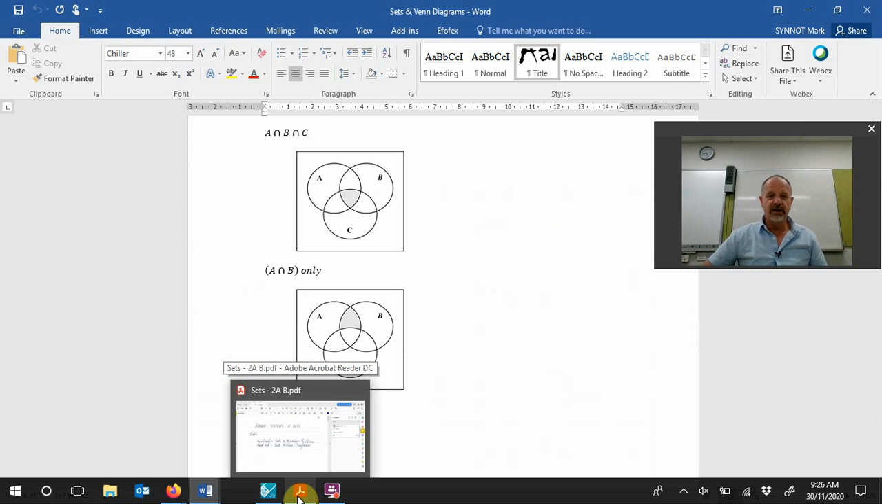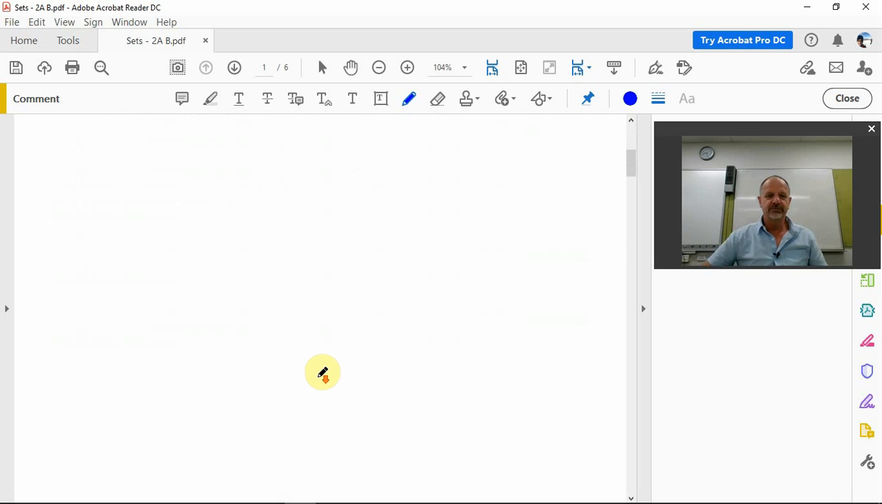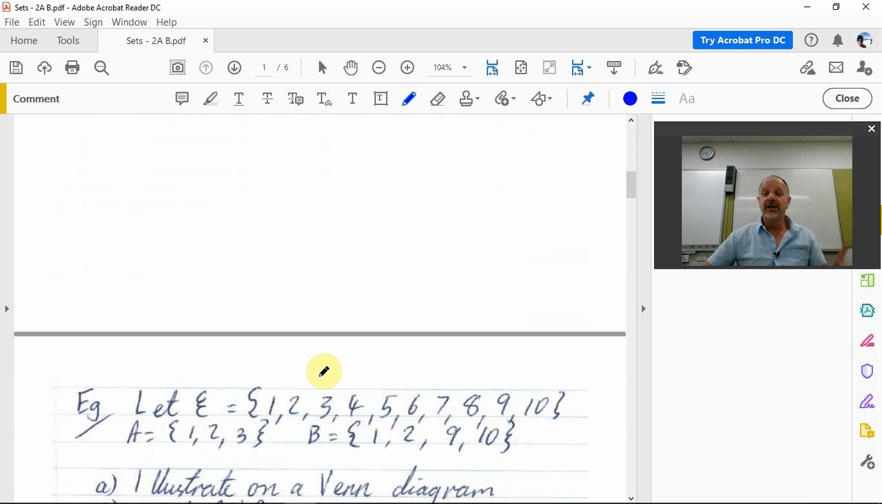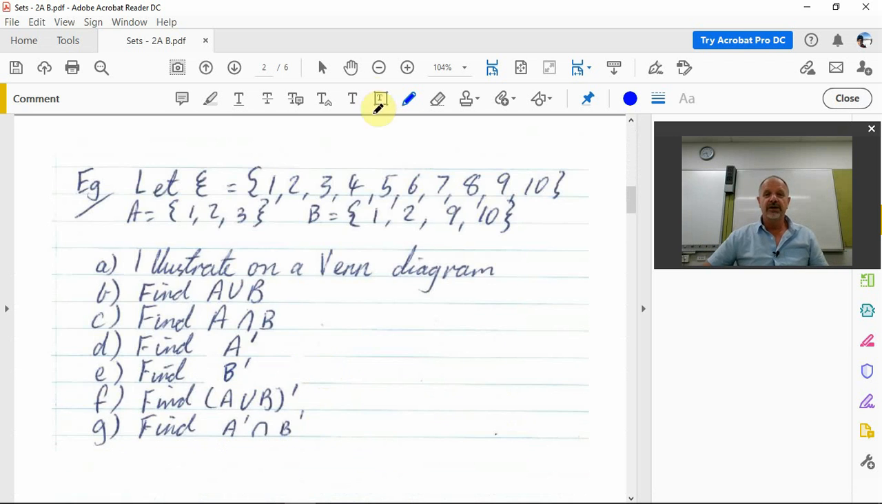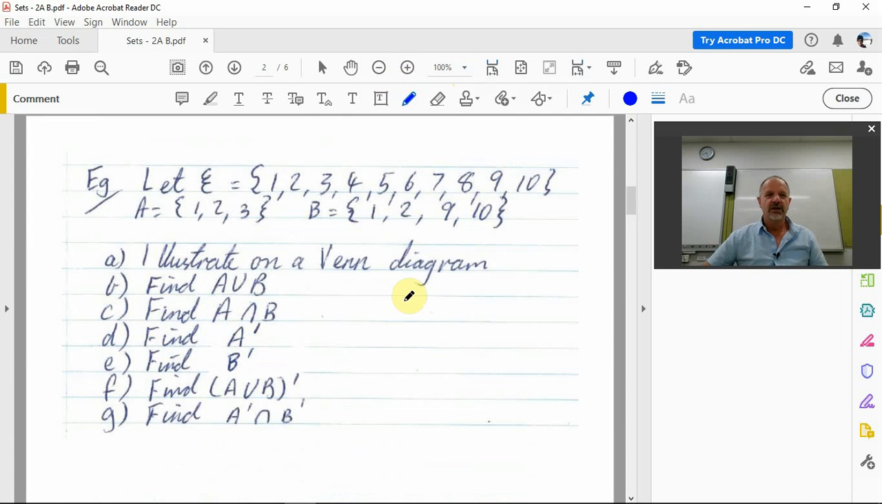So let's have a look at an example. So here we go. Here's an example. Let's go to 100%, shall we? It's better. So here we've got the universal set. That's my funny looking symbol for it. So it's all the numbers 1 to 10. All right. So, set A is the numbers 1, 2, and 3, and set B is the numbers 1, 2, 9, and 10. So we're asked to do some things.